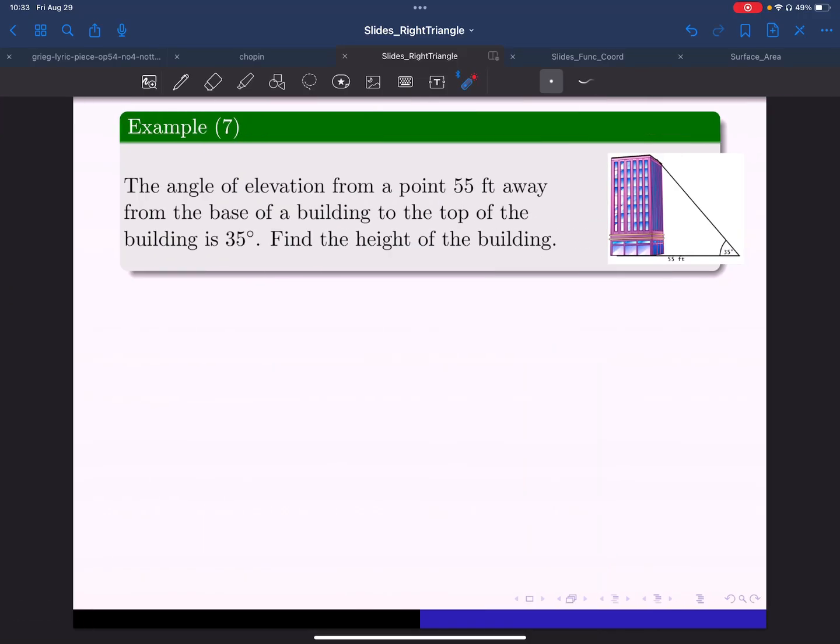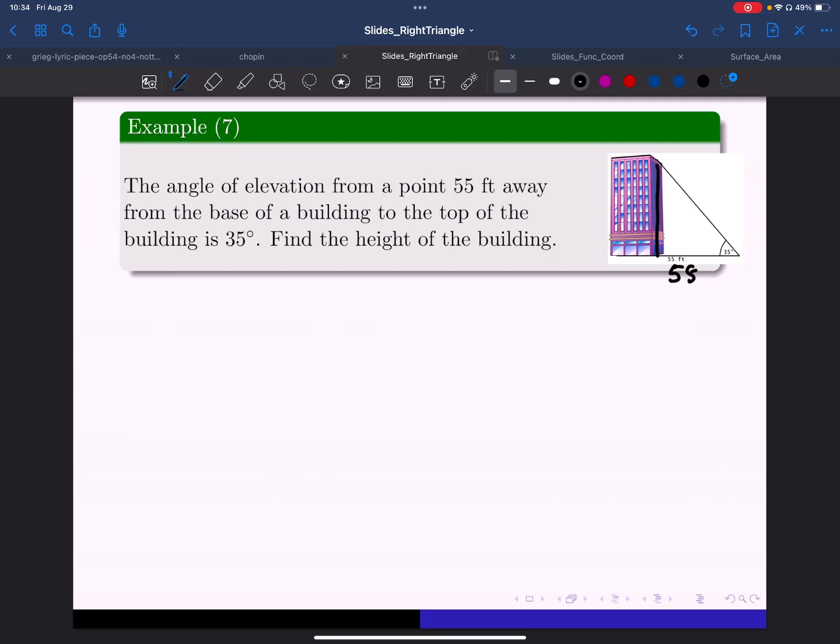Example 7. The angle of elevation from a point 55 feet away from the base of the building to the top of the building is 35 degrees. Find the height of the building. So we have the diagram right here, where the height of the building is here, the angle of elevation is from the horizon up 35 degrees, and 55 is my side. So I'm going to just rewrite that this is 55.